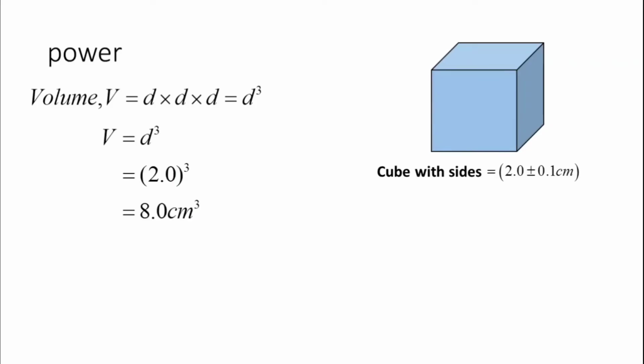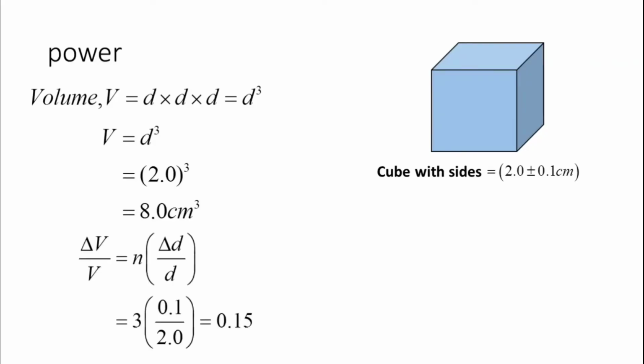Remember, for multiplication, the number of significant figures in the result must not exceed the number of significant figures in the measurement. d cubed is d times d times d. Because d is repeating 3 times, we are going to add the relative uncertainty for d 3 times. Hence, we can just multiply the relative uncertainty of d by 3. This gives us the relative uncertainty for the volume equal to 0.15 or 15%.